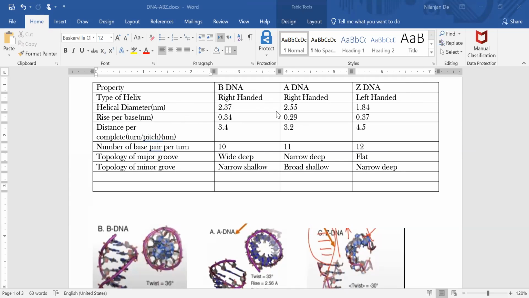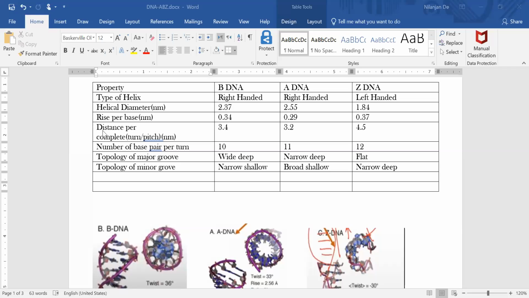Now over here, the diameter of A is a little less, whereas the rise per base in A is also a little less. Whereas in zDNA it is highest. This is another one, that is the 3.37. More the rise means more base pairs will be there in the turn. That is what rise is about. That is what the distance.